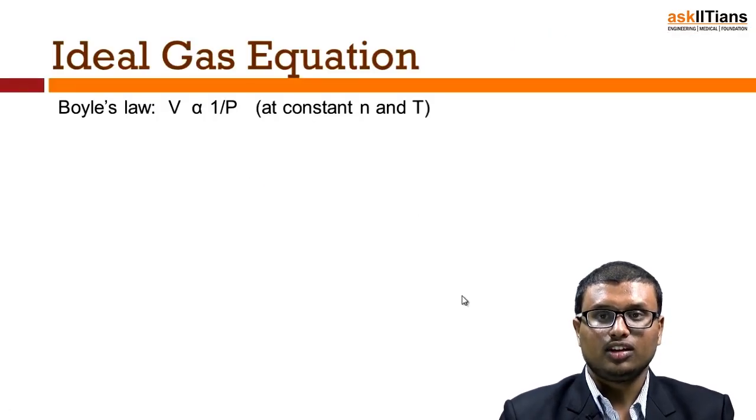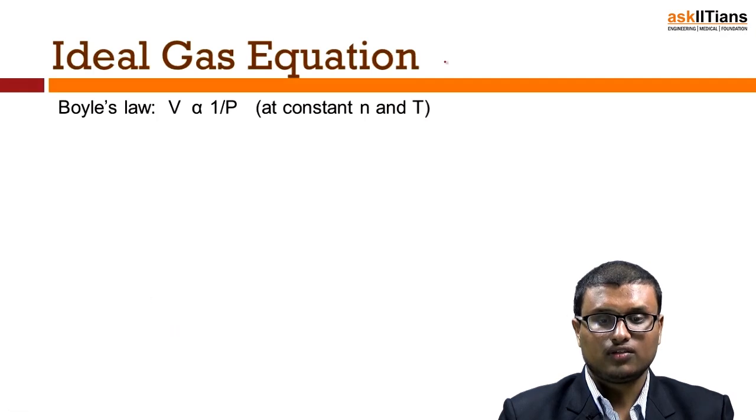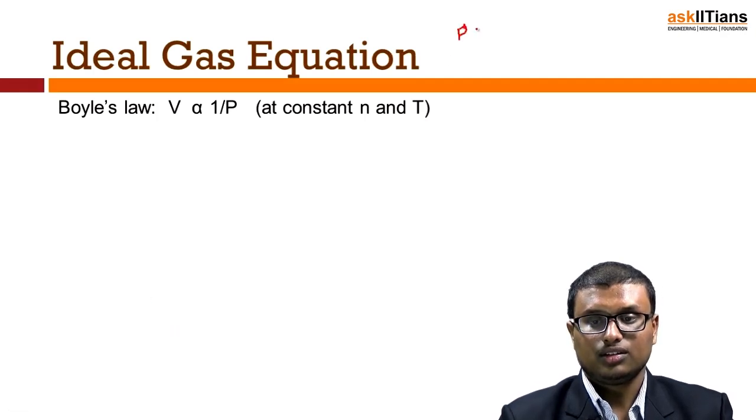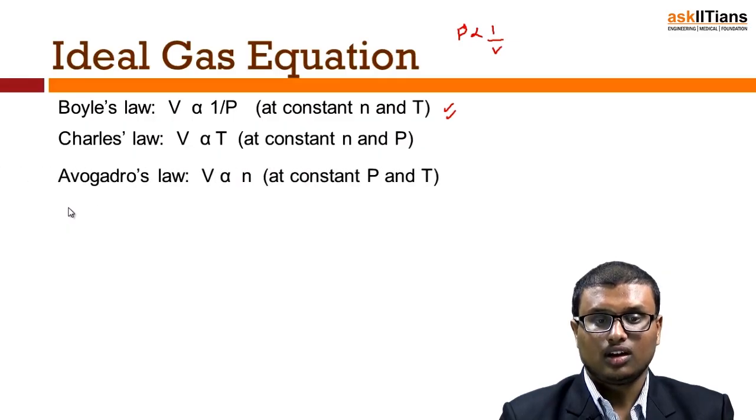So the next important concept is the ideal gas equation. Till now we have learned different laws. And what are the outputs of different laws? For example, pressure is inversely proportional to volume, which is Boyle's law. Volume is inversely proportional to pressure, or pressure inversely proportional to volume. Next, Charles' law: volume is directly proportional to temperature. And Avogadro's law, which says volume is directly proportional to n.